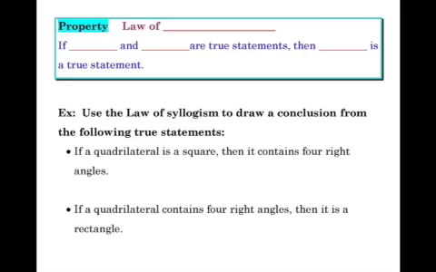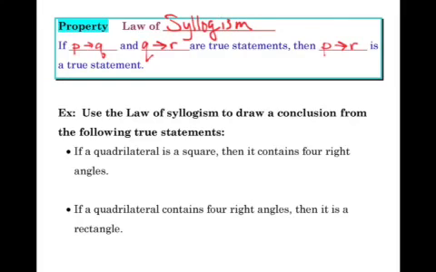All right. We have another property called our law of syllogism, which states that if P then Q and Q then R are statements, then if P then R is also a true statement. This is very similar to properties that you looked at in algebra as we connect things. All right, so let's look at a couple of examples down here.